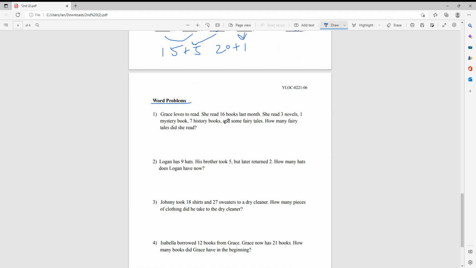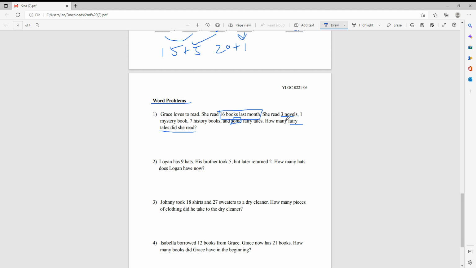Next is word problems. Grace loves to read. She read 16 books last month. She read 3 novels, 1 mystery book, 1 history book, and some fairy tales. How many fairy tales did she read? So it's asking for how many fairy tales did she read, but it doesn't tell us how many she read. It just says some. But it tells us the total amount of books she read and how many other books she read of each genre.